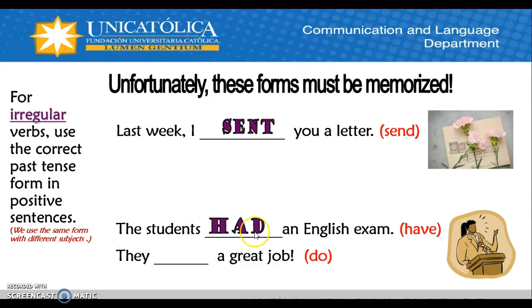The students had an English exam. Look, the students had. What is the present for had? Have or has. Remember? Have or has. Had is in past. So the students had an English exam. The other, do. What is the past for do? Did. So they did a great job. Okay?